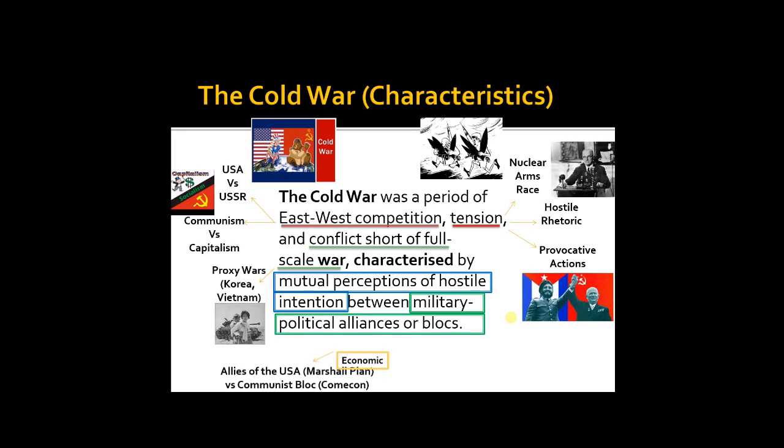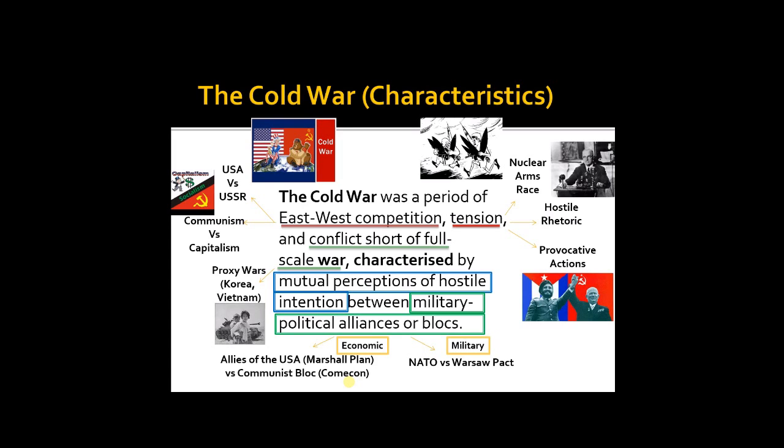And finally, between military political alliances or blocs. Okay, what do we mean by alliances or blocs? Essentially, very clear economic blocs were formed in Europe itself and throughout the world. Europe, for example, was divided into two: allies of the USA, for example France and Britain, which received aid from the Marshall Plan supported by the USA, and the communist bloc countries like Poland and Czechoslovakia. Okay, these were considered Soviet satellite states, and they received instructions and economic coordination from the Comecon. Okay, more on that later. Basically in Europe, you see two very clear economic blocs, one influenced by the USA, and one influenced by the Soviet Union.